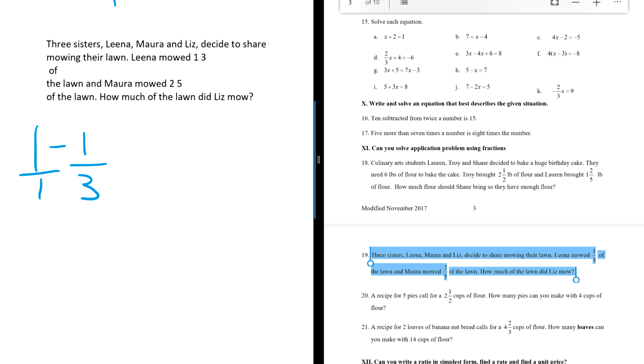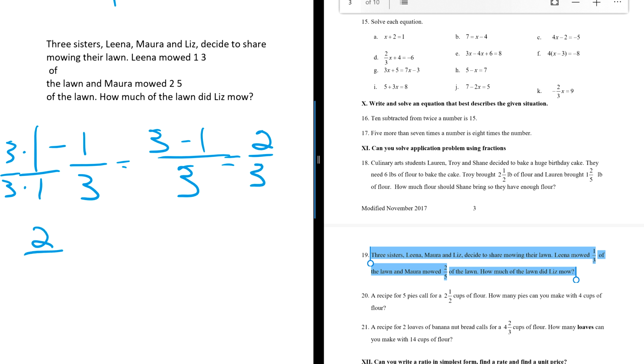All right, what do I get? I've got to make this 3 over 3. So my denominators are the same. 3 times 1 is 3, minus 1. And what have I got? 2/3. Now I've got 2/3, but I've got to subtract the 2/5, that Maura mowed. And that'll be how much Liz mowed, the leftover.